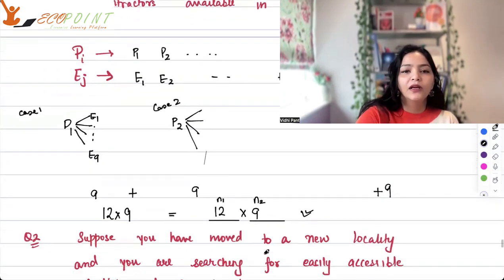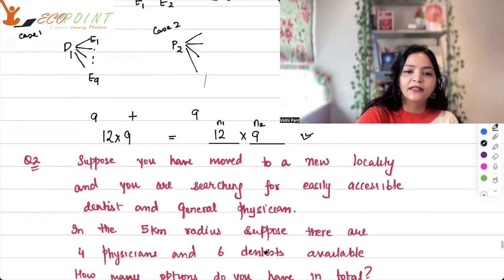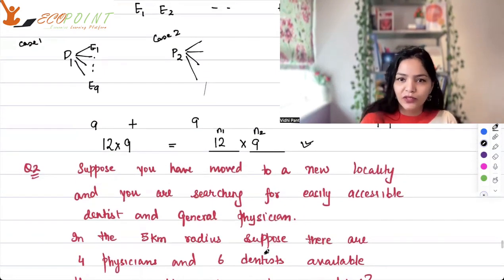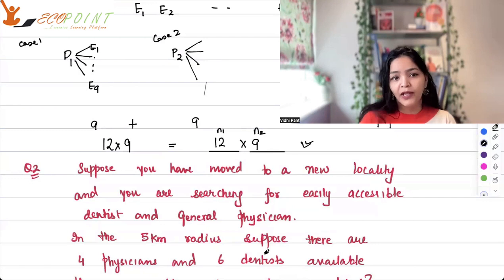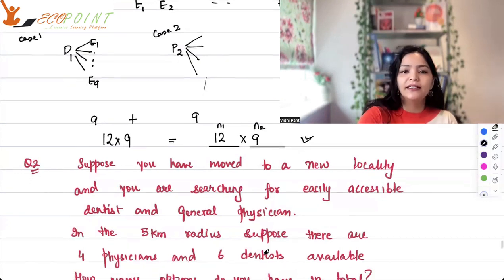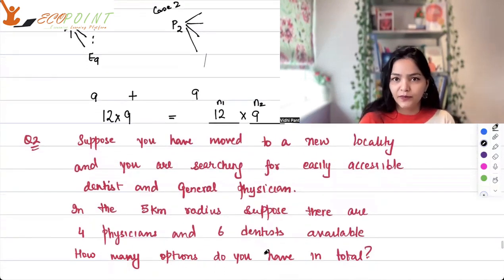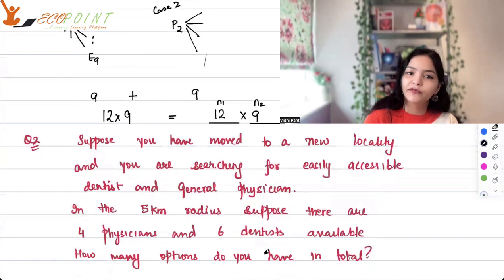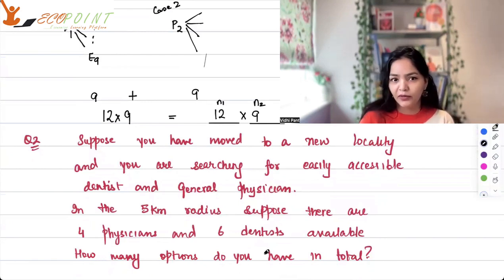ओके, अब इसी तरीके से अगर मान लीजिए, suppose you have shifted to a new locality, okay, and you are looking for one dentist and one general physician. आपको पता होना चाहिए ना, राइट? सो सपोज करिए इन योर 5 किलोमीटर रेडियस, suppose there are 4 physicians and 6 dentists available. How many options do you have in total?